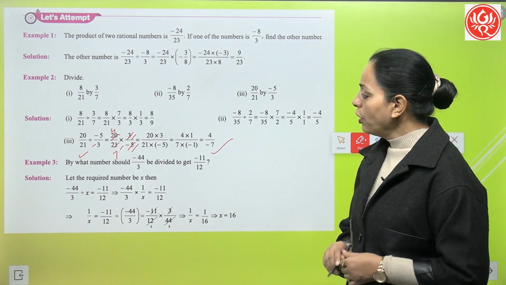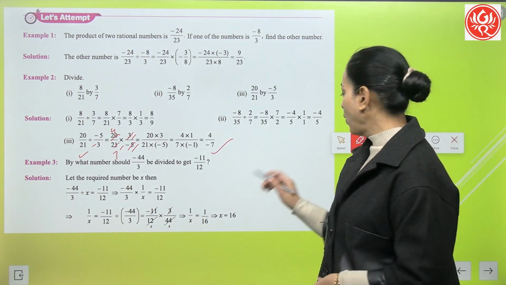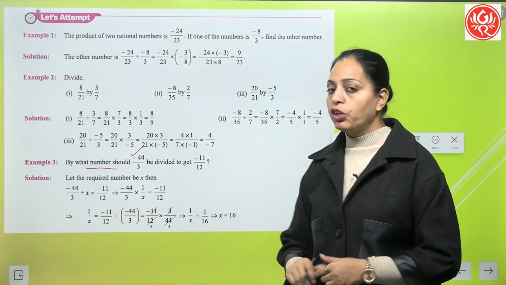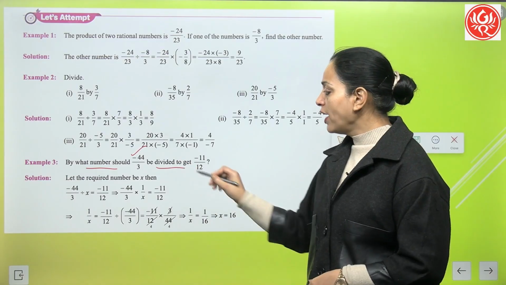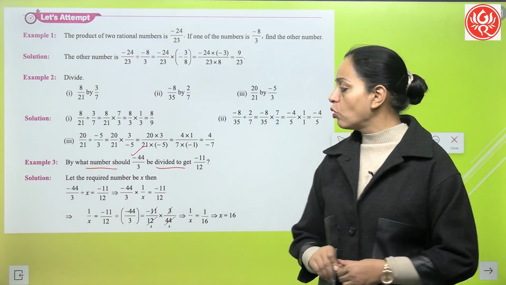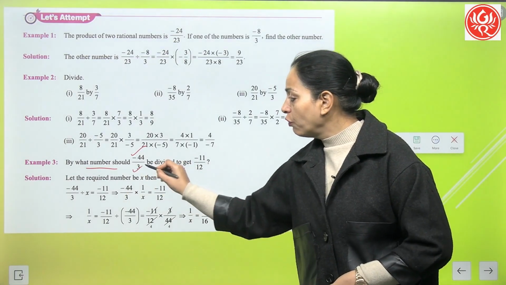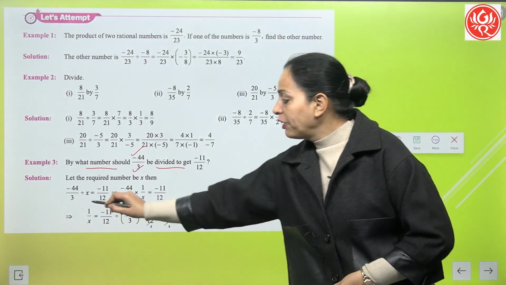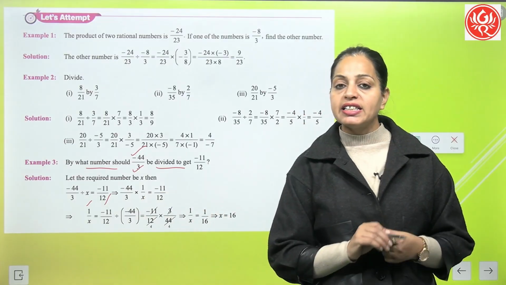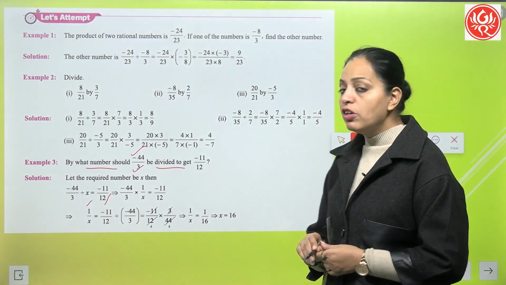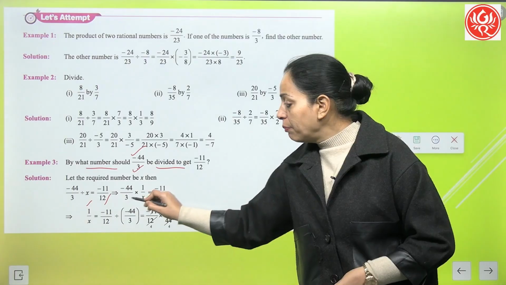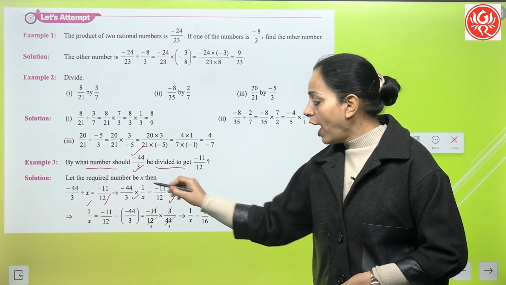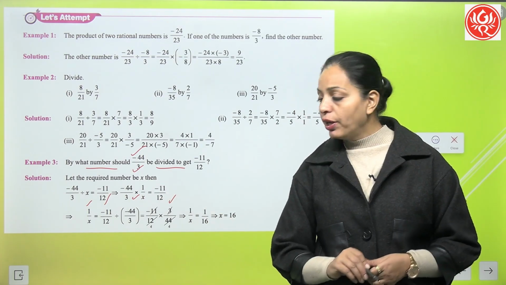So 4 upon minus 7, right? Now example 3, by what number should minus 44 upon 3 be divided to get minus 11 upon 12? So minus 44 upon 3 divided by x, let it be x, equals minus 11 upon 12. So how we can write it? It becomes multiply 1 upon x. So we have to find out x from here.